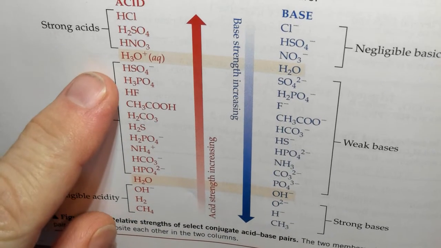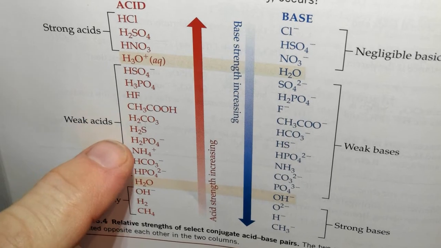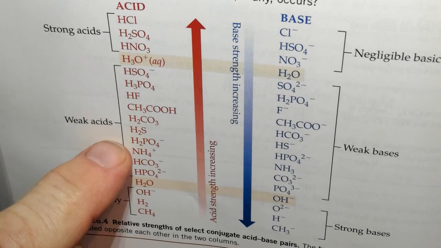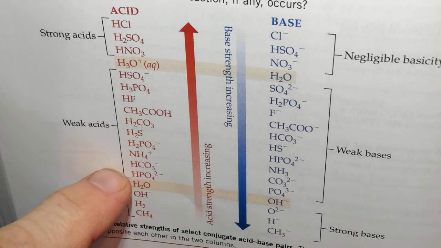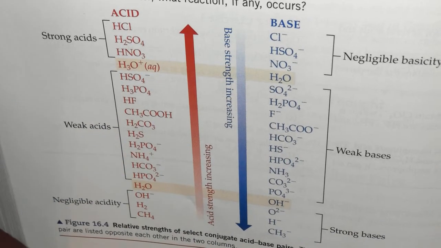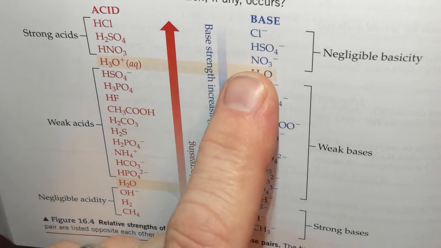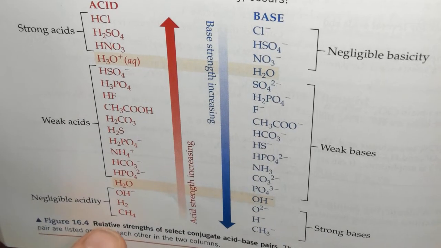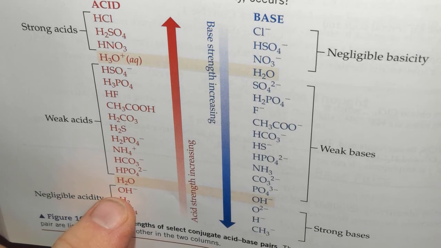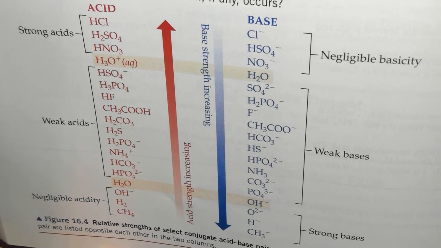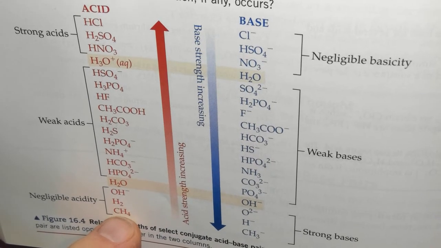You can see lots of weak acids in here, acetic acid, carbonic acid, and then some pieces from phosphoric acid. And even after one hydrogen is given away, it still acts acidic, but it's weaker. Another hydrogen is given away, but it acts weaker. And then you can see where water ranks. And then you can see some things that have negligible acidity, like OH minus. It doesn't want to give away another hydrogen. H2 and CH4, they have no affinity to give away hydrogens at all.